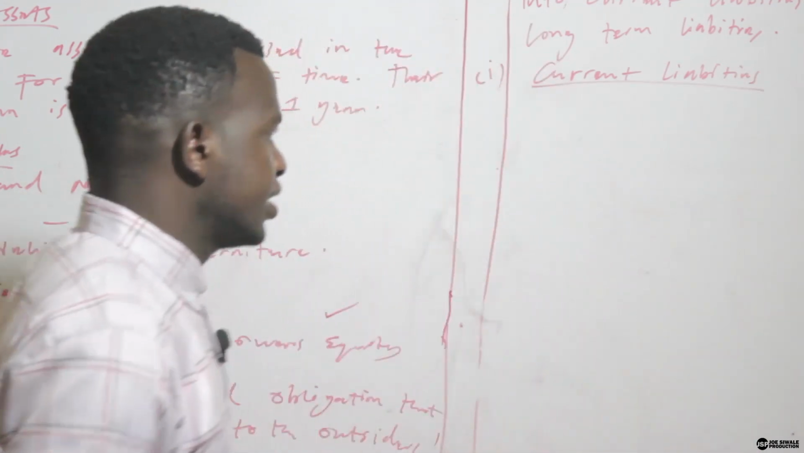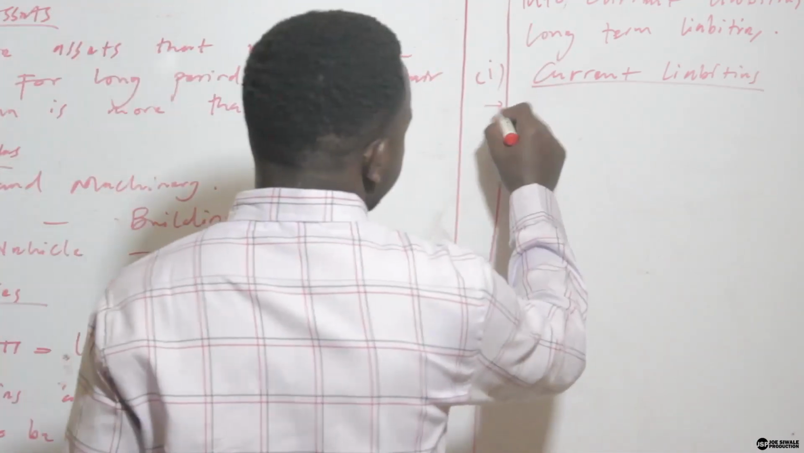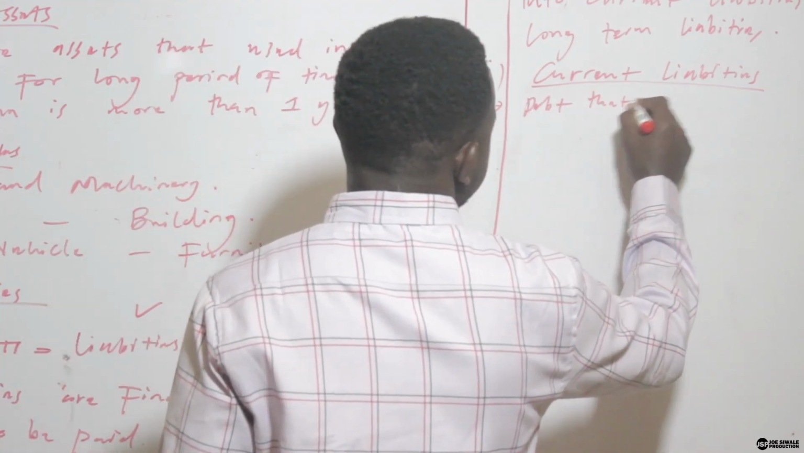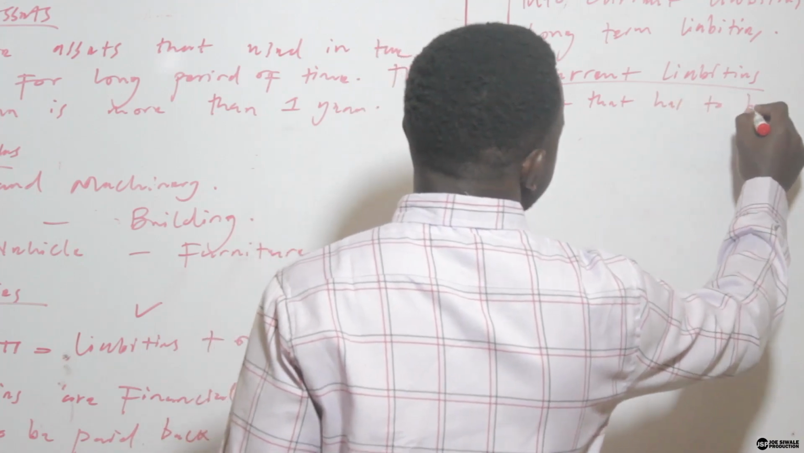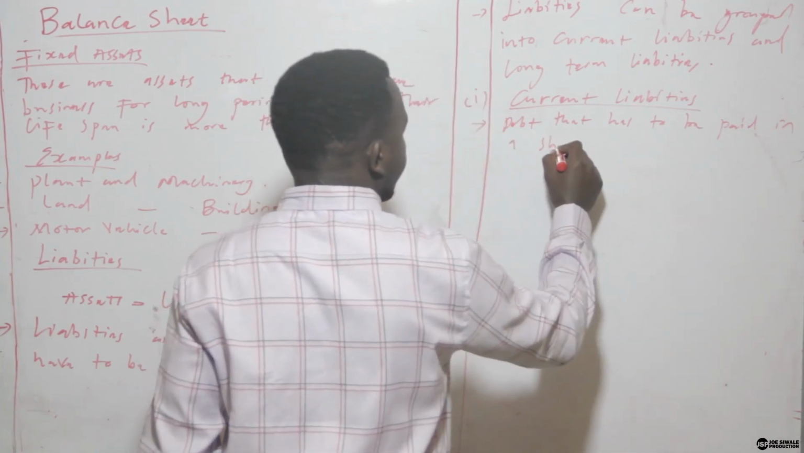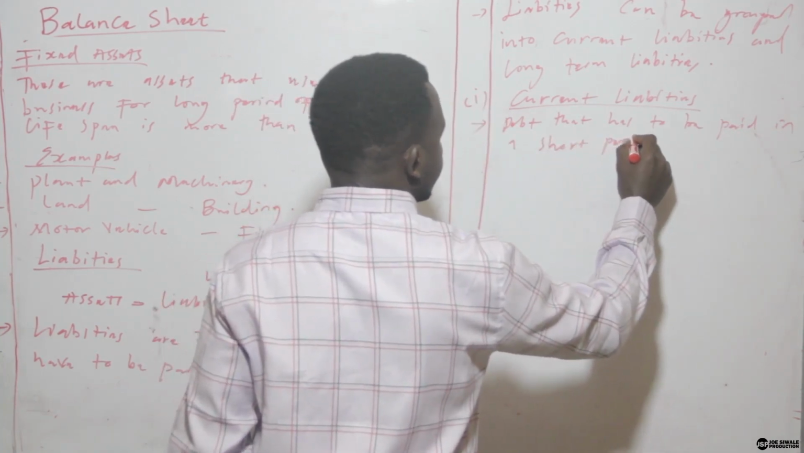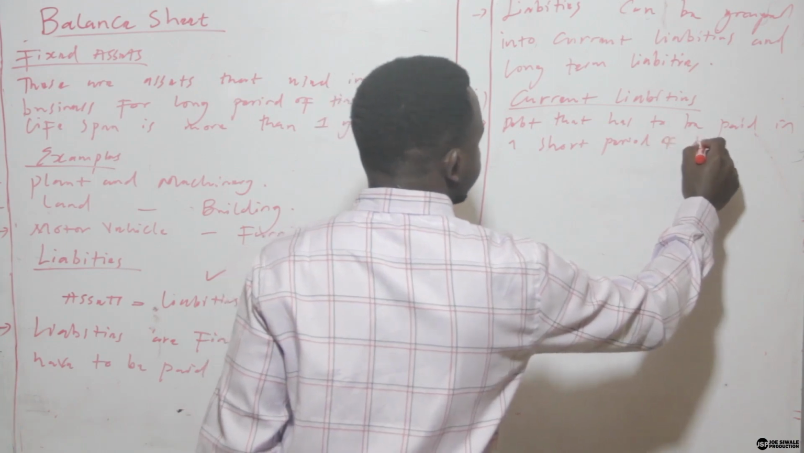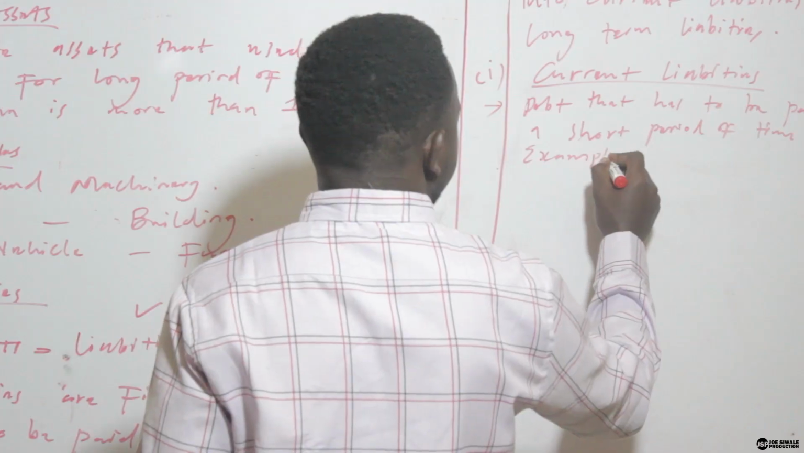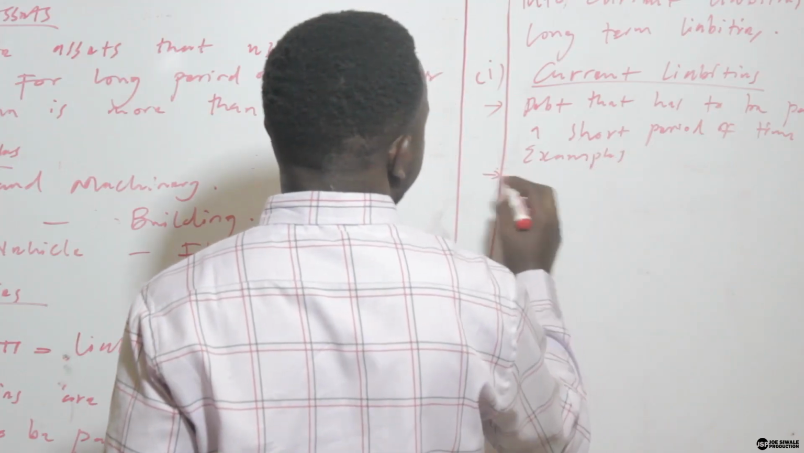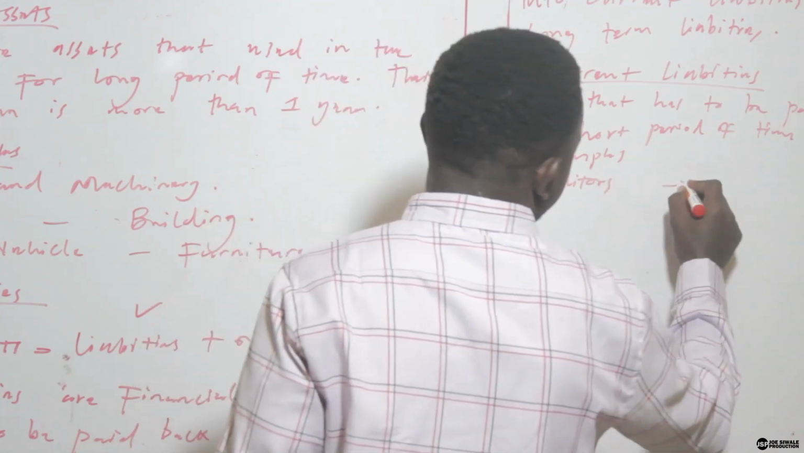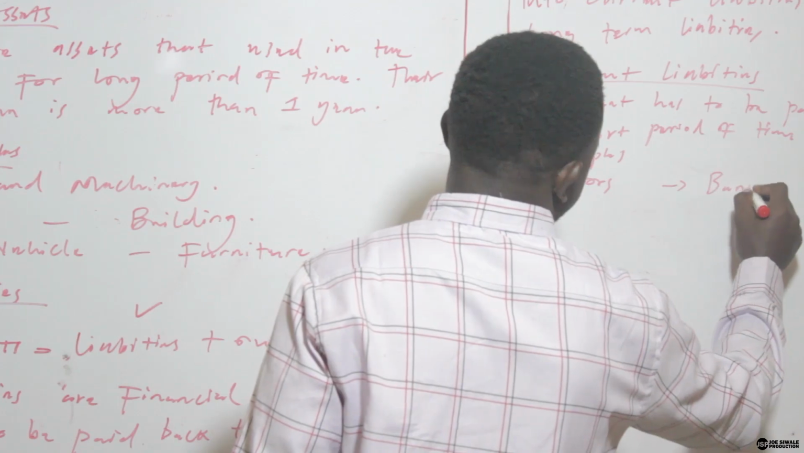So the current liabilities, this is debt that has to be paid in a short period of time. And examples here, I've said we're having creditors and we are also having bank overdraft.